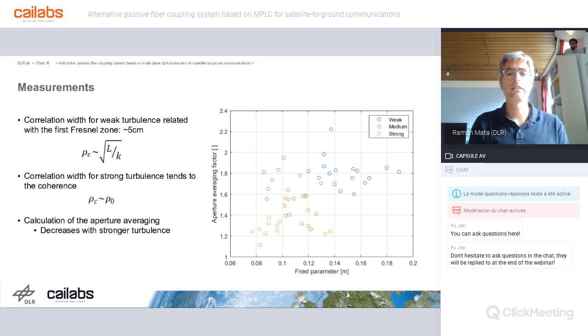So we had an estimation that under weak turbulence, the correlation width for the speckles is around 5 centimeters. So it matched quite well with the aperture averaging factor measured. We had an aperture of 10 centimeters for the receiver.